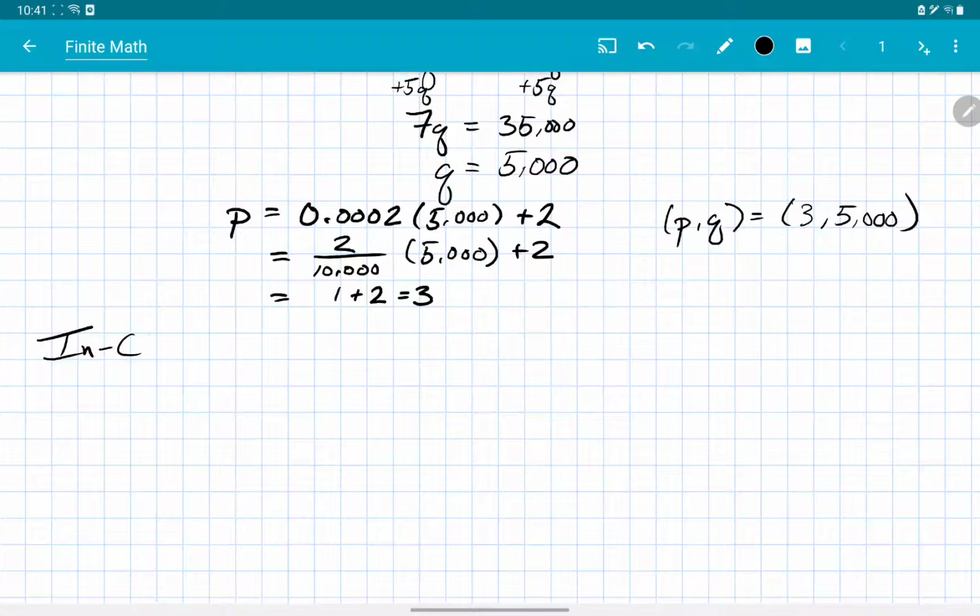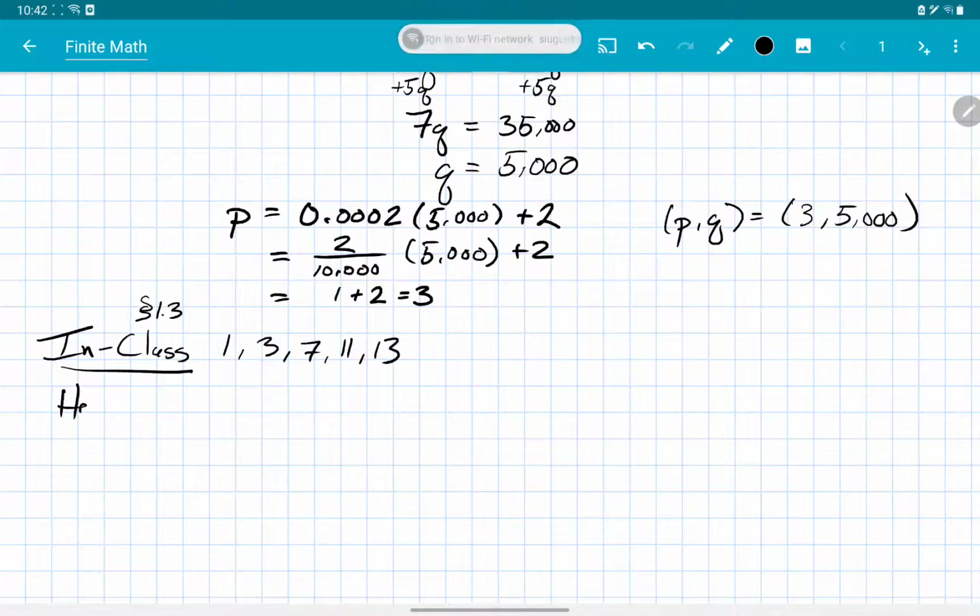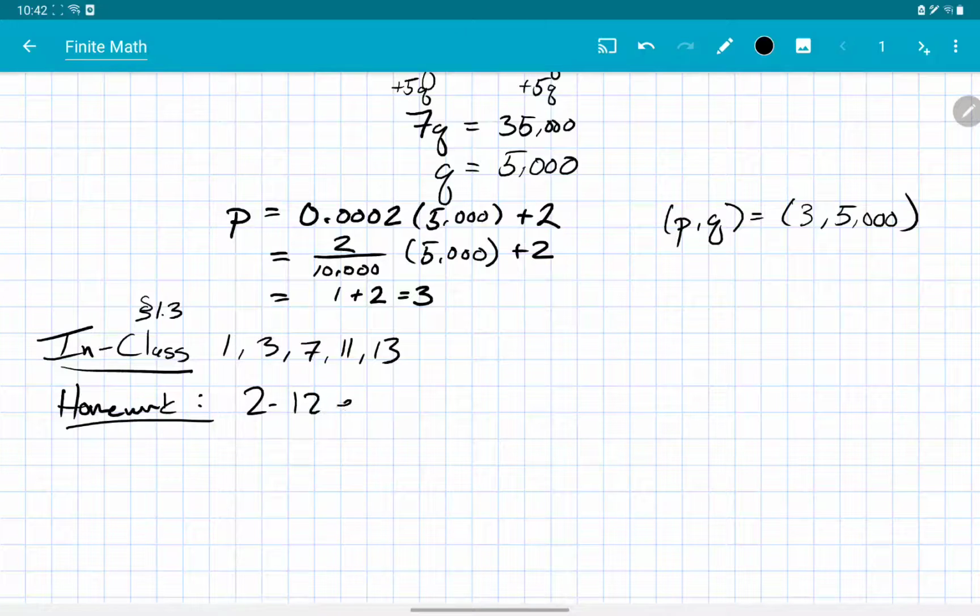So in class, let's do, this is section 1.3, 1, 3, 7, 11, and 13. And then the homework is going to be 2 through 12 even, 14, and 18 through 24 even. Why I wrote it like that, I will never know. I guess I could have said 2 through 14 even, right?